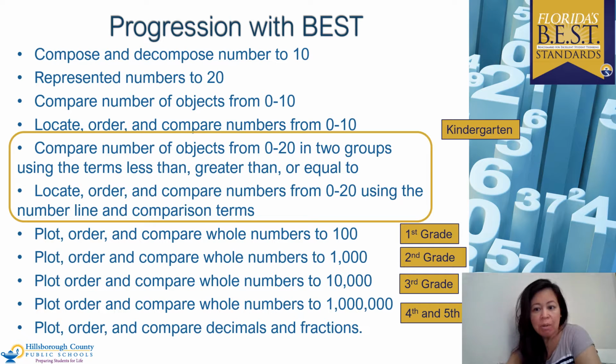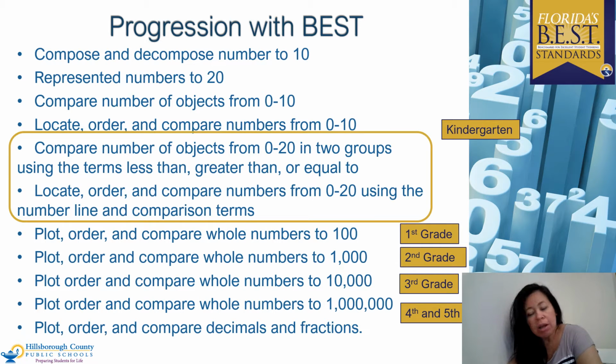Before we dive into our first task, we are going to look at the progression with our best standards. We know so far in kindergarten, we have set a foundation for numbers 0 through 20. We also just finished representing learning up to the numbers up to 20 with those naughty teen numbers. So right now our focus is comparing objects from 0 to 20 in two groups using the terms less than, greater than, or equal to. We're also locating, ordering, and comparing numbers from 0 to 20, specifically using a number line as well as the comparison terms that we just talked about.